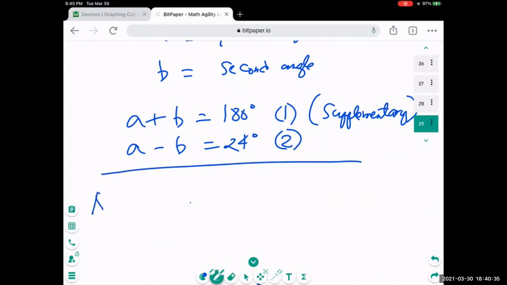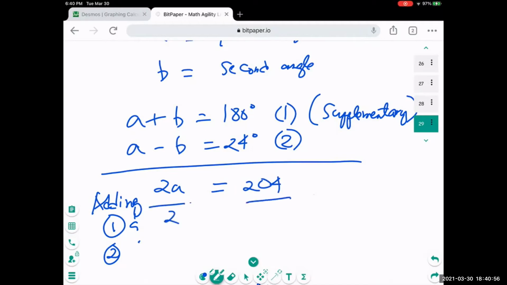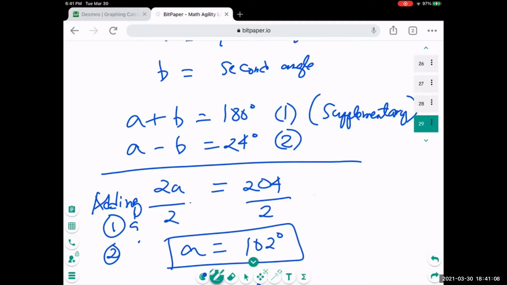So adding 1 and 2, right? So A plus A is 2A. So B minus B is 0. And then 180 plus 24 is 204 degrees, right? So, and then solving for A. So this would be 102 degrees, right? So angle A is 102 degrees. So let's solve for angle B.